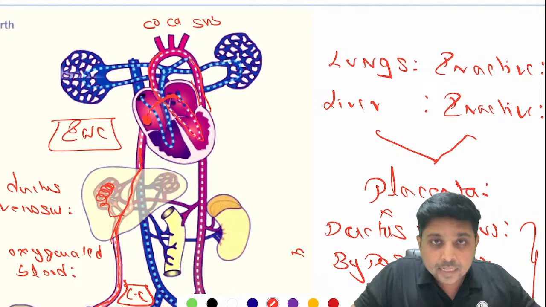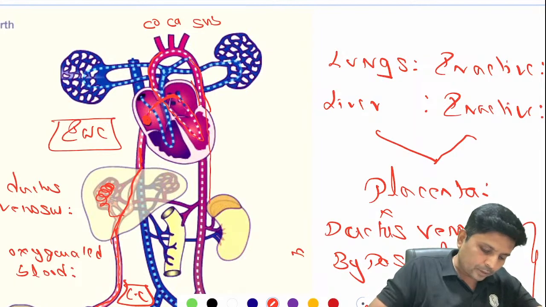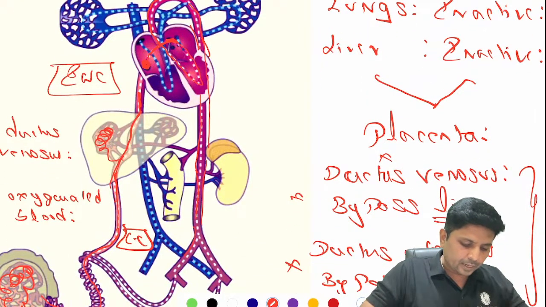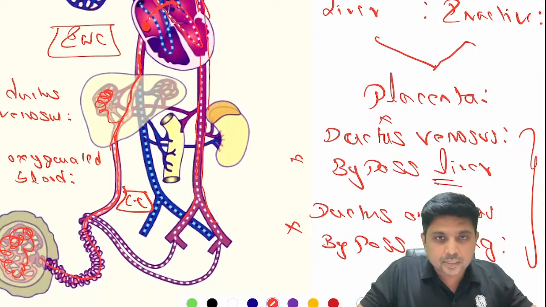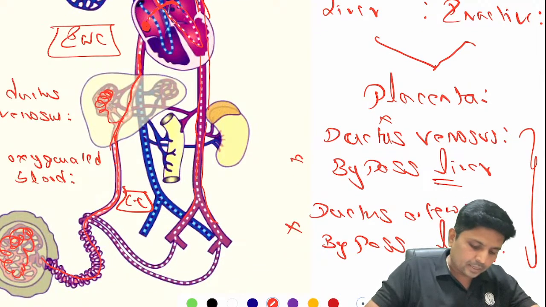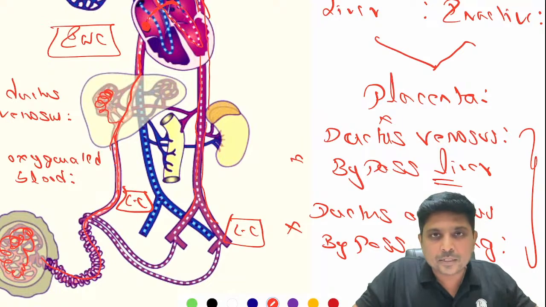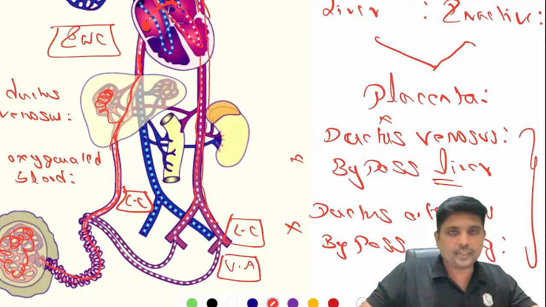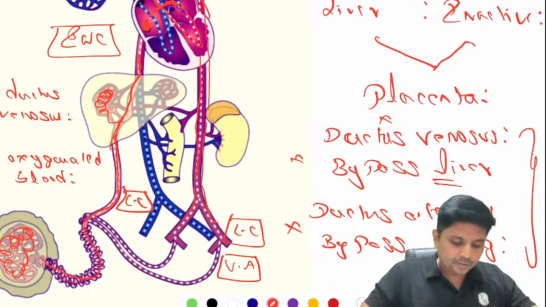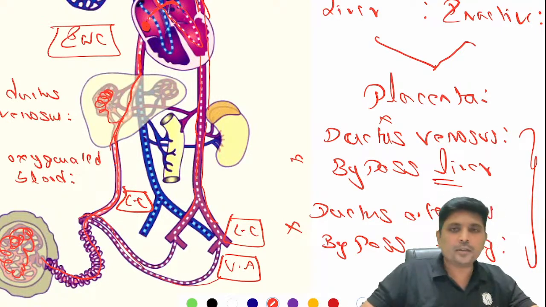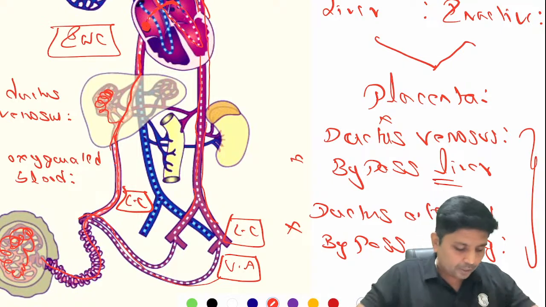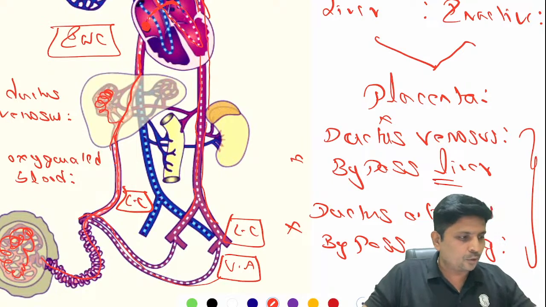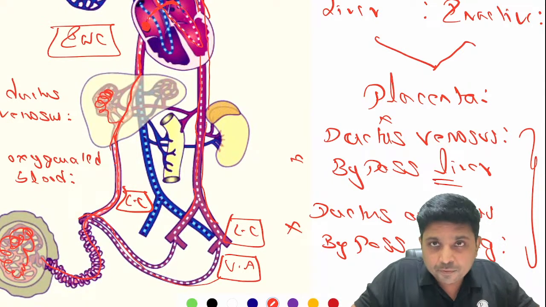After giving these three branches, the aorta continues as the descending aorta. The descending aorta comes down and divides into two branches and supplies the lower limbs. Finally it divides into two umbilical arteries, which carry deoxygenated blood to the placenta. So this is one part of the circulation.